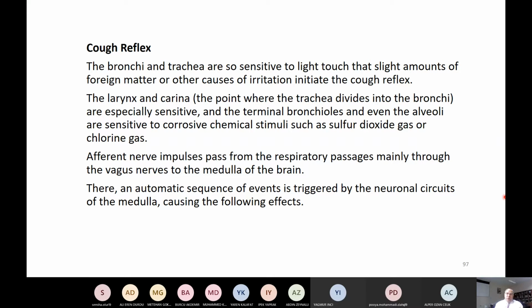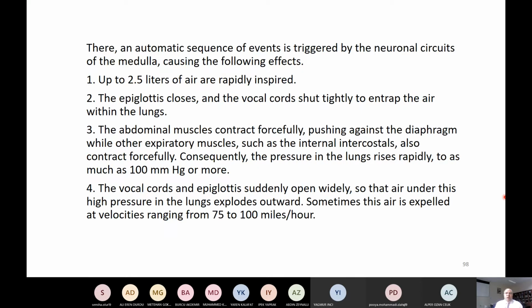There, in the medulla, an automatic sequence of events is triggered by neuronal circuits of the medulla, causing the following effects. First, up to 2.5 liters of air is rapidly inspired, and the epiglottis is closed, and the vocal cords shut tightly to trap air within the lungs, and then the abdominal muscles contract forcefully, pushing against the diaphragm, while other expiratory muscles, such as the internal intercostals, also contract forcefully.